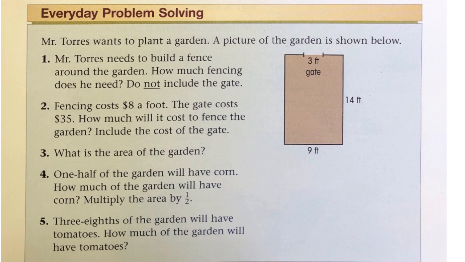And the formula. Everyday problem solving. Mr. Torres wants to plant a garden. A picture of the garden is shown below. Mr. Torres needs to build a fence around the garden. How much fencing does he need? Do not include the gate. So fencing costs $8. Oh, first number 1. So how much fencing does he need?